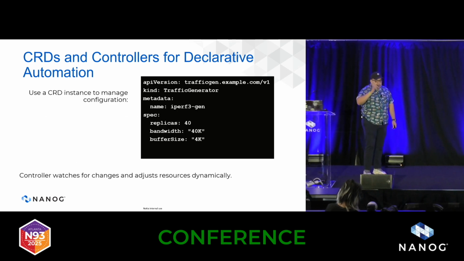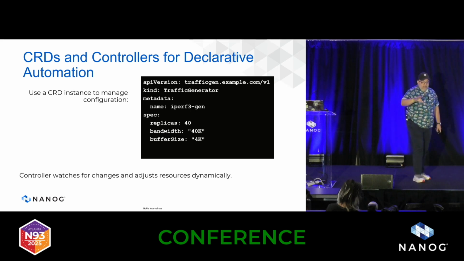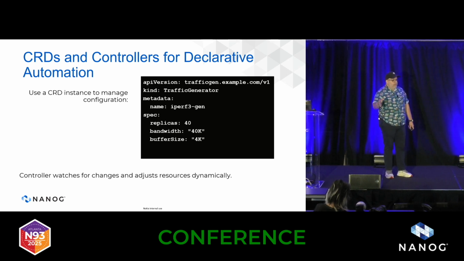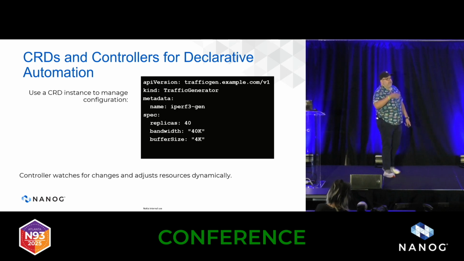So this is an example of the CRD, as you can see here. This is where I say, okay, this is my intent. I want to run this CRD that is called traffic generator, and I want to run 40 replicas, each with 40K of bandwidth and 4K of buffer size. So this is my intent. This is what I want.